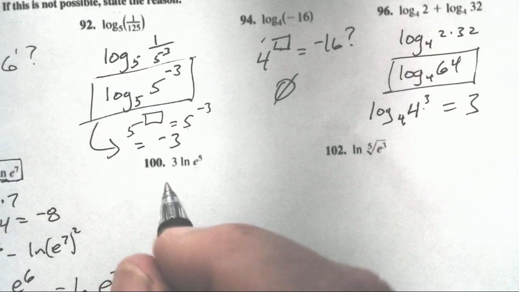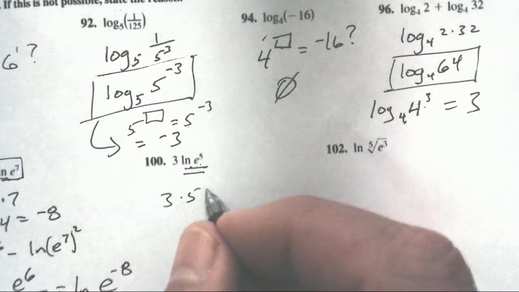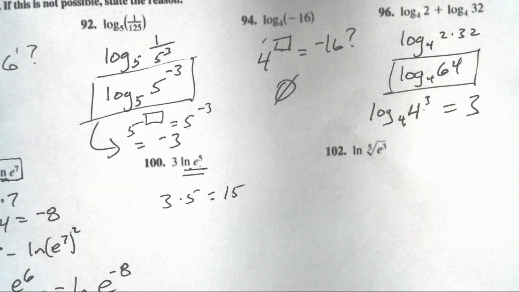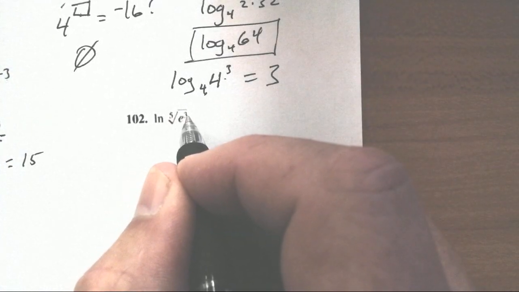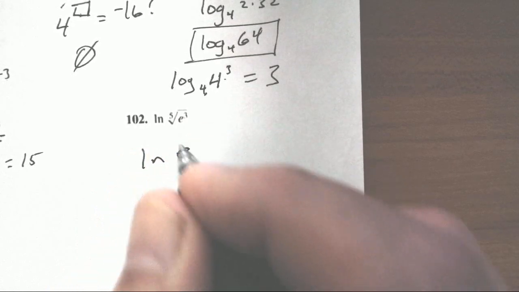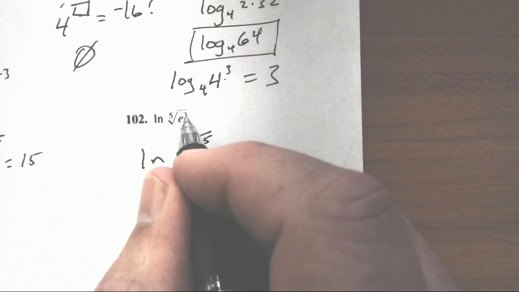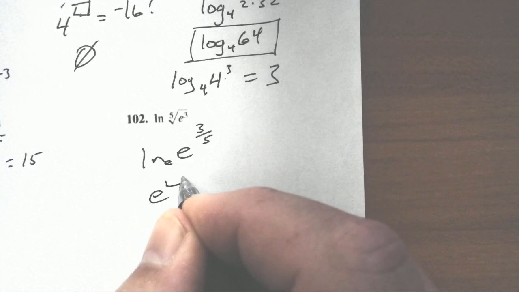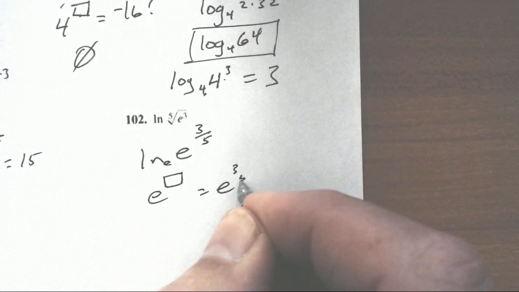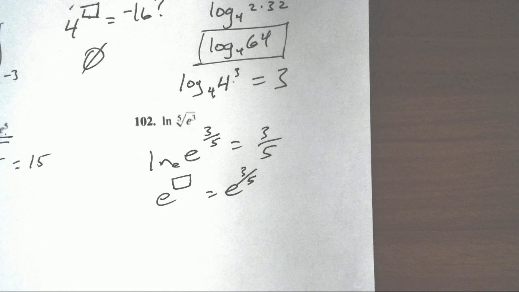Insulting. 3 times the exponent that turns e into e to the 5th. 3 times 5, 15. And remember this, when we have radicals, I'd rather write that as a fractional exponent. This is ln e to the fractional. The 5 makes it smaller, the 5th root. The 3 makes it bigger, to the 3rd. Now, what's the exponent that turns e into e to the 3/5? Oh, it's 3/5. Somewhat insulting for people like us that understand logarithms so well.